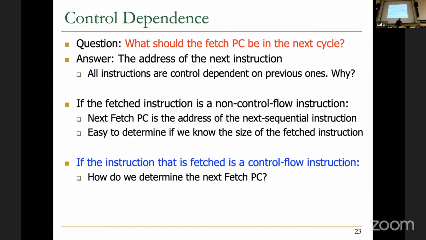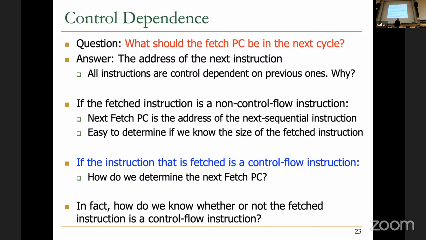Okay, I already covered this. So basically, as I said, if the instruction that is fetched is a control flow instruction, which is a branch or jump, how do we determine the next fetch PC, instruction pointer or program counter? And we have another issue: how do we know whether or not the fetched instruction is a control flow instruction? In the fetch stage, you fetch an instruction, but you don't know if it is a control flow instruction or R-type or anything until the decode stage.